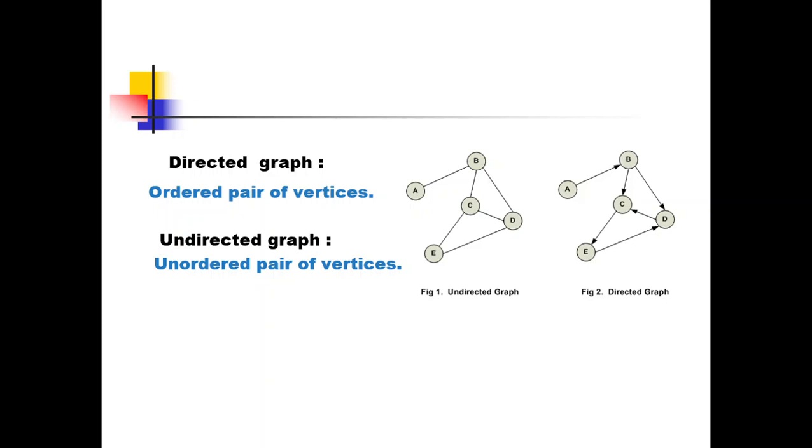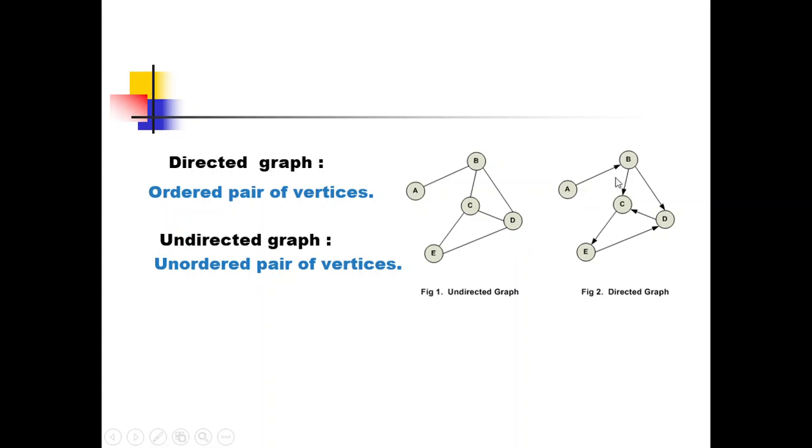Next definition is a directed graph. In such a graph, if direction is mentioned between any two vertices, that type of graph is called a directed graph. And if direction is not mentioned, that is called an undirected graph. In this first graph, it is an undirected graph. There is no direction mentioned between A to B, B to D, and the remaining ones. So it is called an undirected graph.